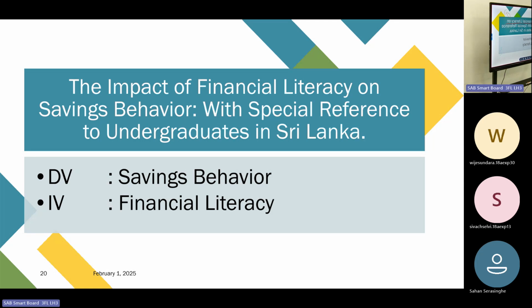Yes, we are collecting the data from whom? Undergraduates in Sri Lanka. The first component, you need to formulate the independent variable first, and then the savings behavior is the dependent variable, the second one, and you have to mention your sample also. Which area are we going to do this research in? From whom am I supposed to collect the data?